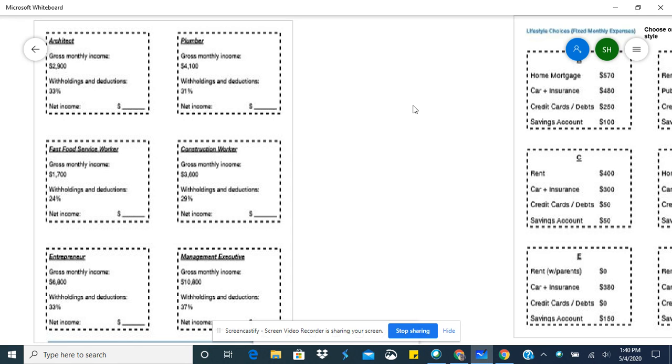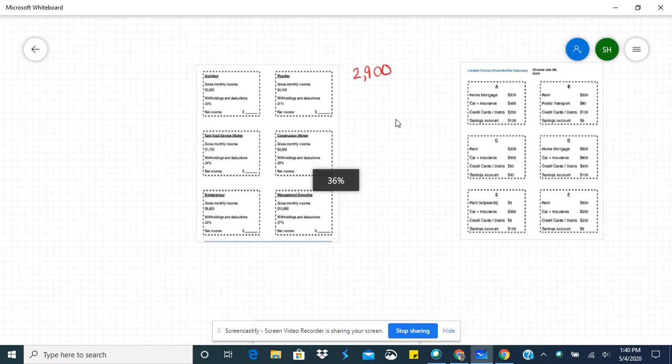So your first step is to find out your net income. What I had chosen was an architect, so that's what we're going to start with. My gross monthly income, which is what I get before taxes, is $2,900. Once I have my net income, I know that I am going to get taxes taken out, right? That makes sense to everybody.